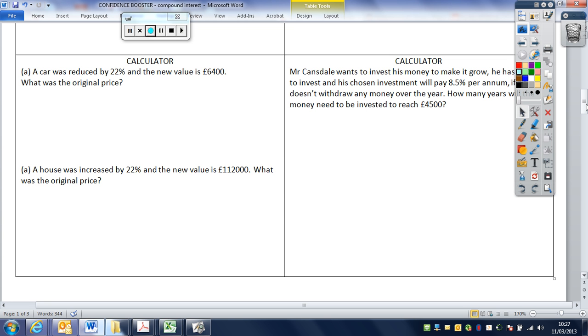So I'm going to show you the way I showed you in class. Something I don't know, times by what? What would it be times by to reduce it by 22%? Yes? Pardon?